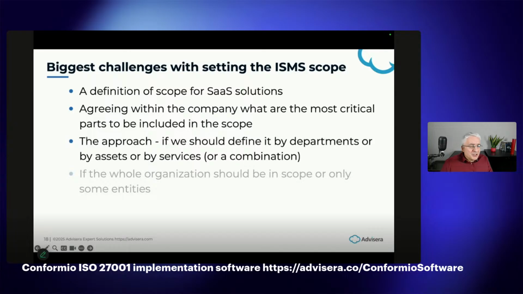Another challenge is the approach: if you should define it by departments or by assets or by services. My suggestion here is that you go by departments, it's the easiest, the quickest. You can also go by processes, but then it makes it more complicated. So if you start by departments, it's easier. If the whole organization should be in scope or only some entities, you should go for your whole company if you're a small company, up to 50 employees. If you're larger, then only some of these departments.